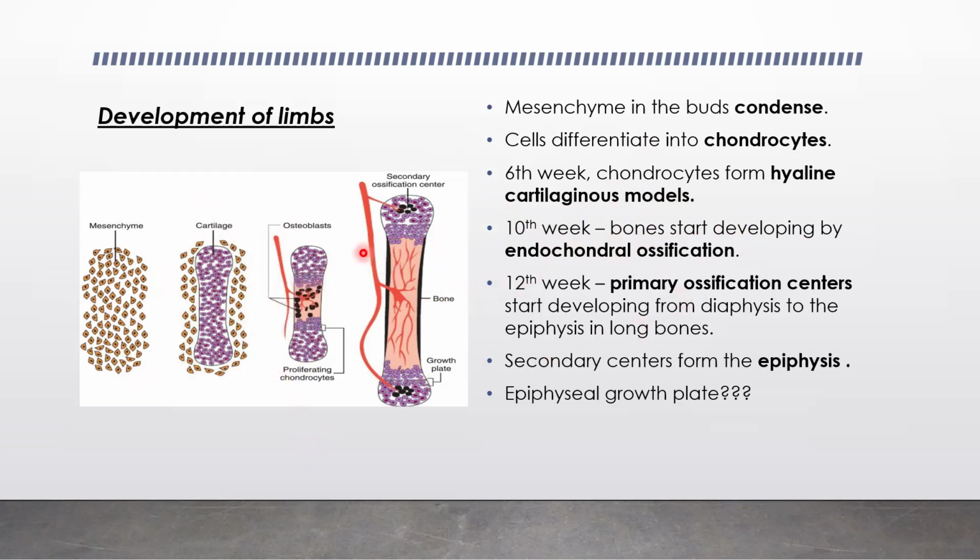Then in the 12th week, you'll have primary ossification centers happening, and they start developing from the diaphyses. So primary ossification centers will start developing from the diaphyses, then to the epiphyses in the long bones. So remember the epiphyses are the ends, and the diaphysis is the shaft. Then secondary centers will form on the epiphyses.